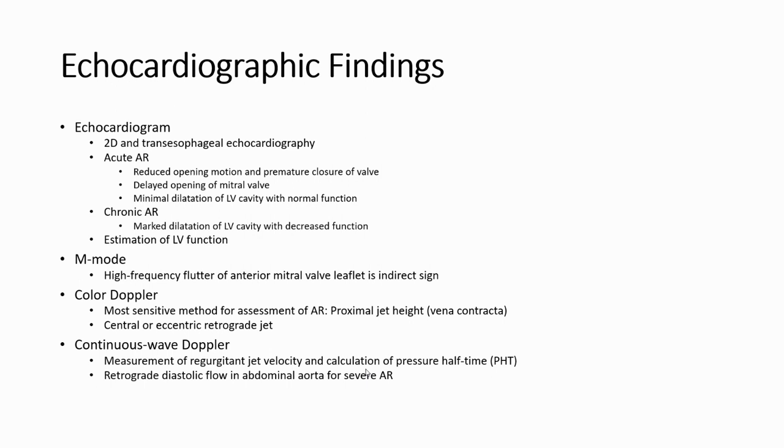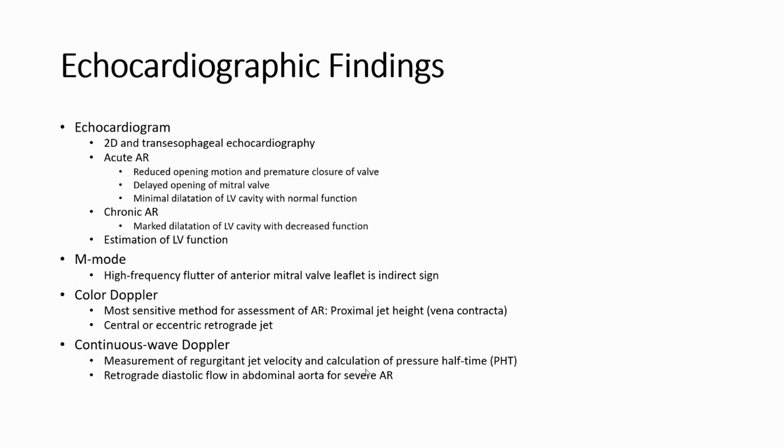In echography, in acute aortic regurgitation, we can see reduced opening motion and premature closure of the valve, delayed opening of the mitral valve, and minimal dilatation of the left ventricle cavity with normal function. Chronic aortic regurgitation shows dilatation of the left ventricle cavity with decreased function, estimated by left ventricle function or M-mode. High frequency flutter of the anterior mitral valve leaflet is an indirect sign.